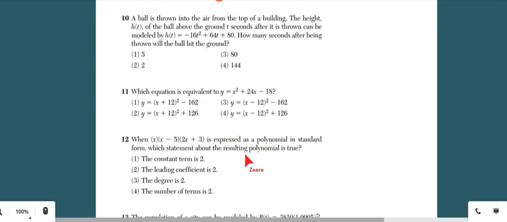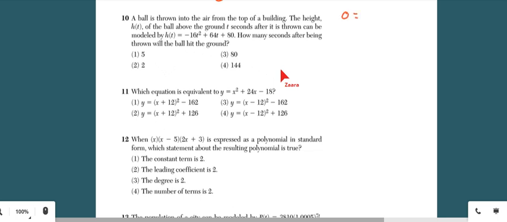In question number 10, they say, if a ball is thrown into the air from the top of a building, the height h of t of the ball above the ground t seconds later can be modeled by this function. How many seconds after being thrown will the ball hit the ground? When the ball will hit the ground, the height will become 0. So we have to put h of t equals 0.